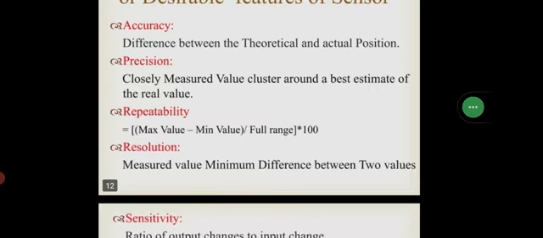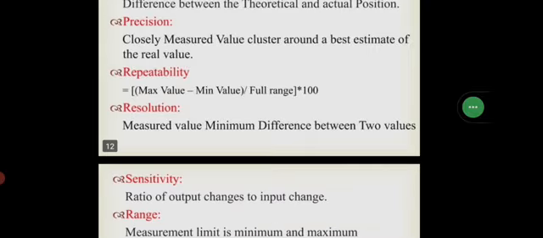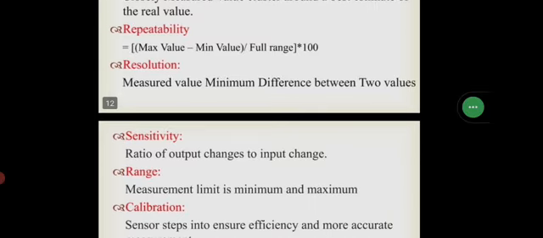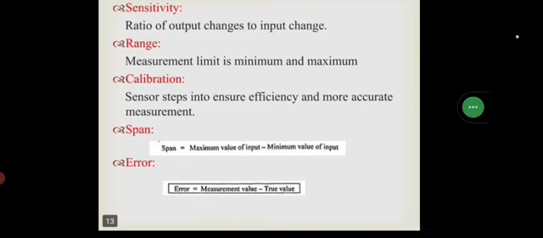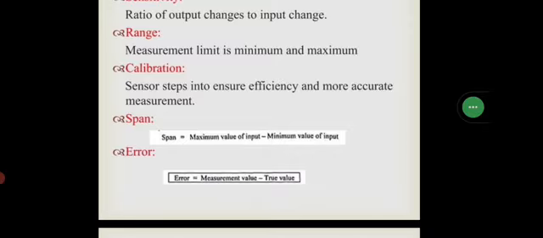Performance or characteristics of a sensor. Accuracy: difference between theoretical and actual value. Precision: closely measured values cluster around the best estimate of the real value. Repeatability: maximum value minus minimum value divided by full range times 100. Resolution: the minimum difference between two measured values. Sensitivity: ratio of output change to input change. Range: measurement limit as minimum and maximum.